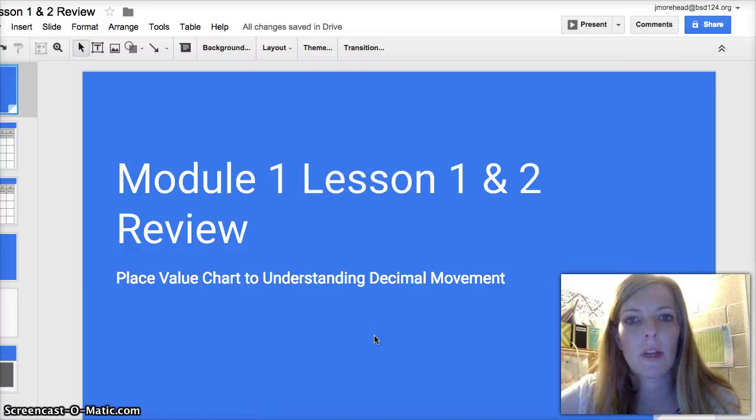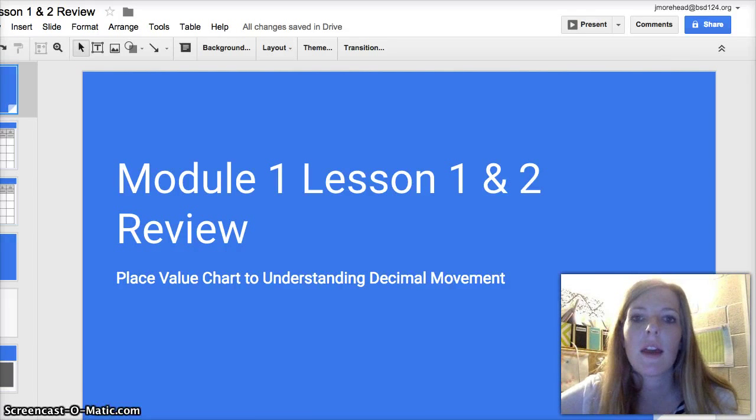This is Module 1, a review of Lesson 1 and 2, to use the place value chart to help us move decimals and also to move past that and just see the relationship between the number I'm multiplying or dividing by and the number of places my decimal needs to move.